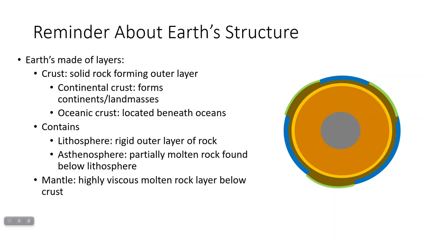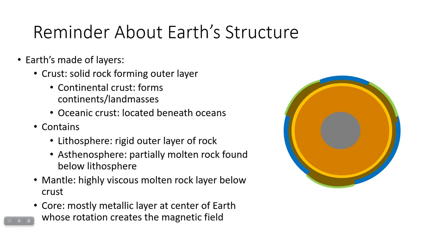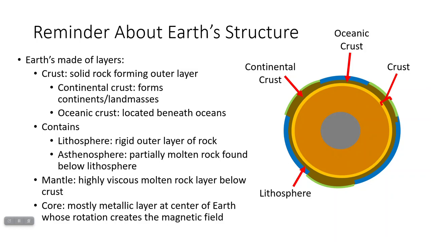The mantle is the next layer underneath, and that is very viscous, which means very thick, kind of molten rock. It's molten, meaning it's melted, and that means it's a liquid, but it's a super thick liquid. So when it flows, it's going to do so very slowly. And then finally, at the core, you have a metallic layer, so heavy metals that have kind of sunk into the center of the earth. And the rotation of these is what creates our magnetic field, which is very important because it actually protects our atmosphere.